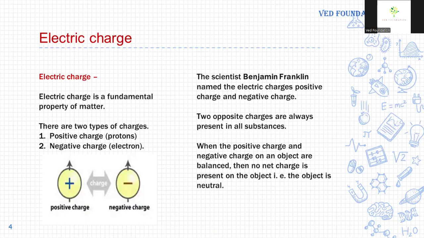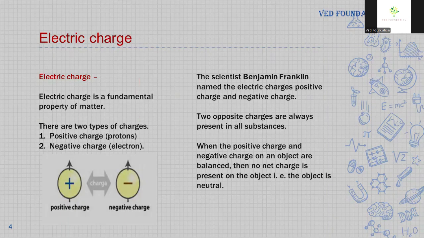Electric charge. Electric charge is a fundamental property of matter. There are two types of electric charges, positive electric charge and negative electric charge. The scientist Benjamin Franklin named the electric charges as positive charge and negative charge. The two opposite charges are always present in all substances. When the positive charge and negative charge on an object are balanced, then no net charge is present on the object. That is, the object is neutral.